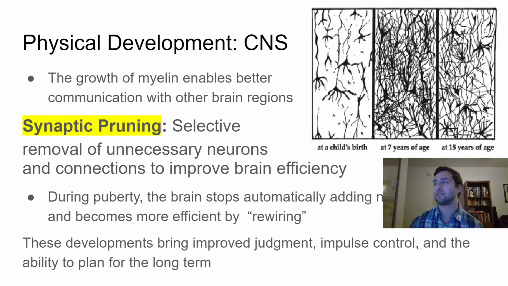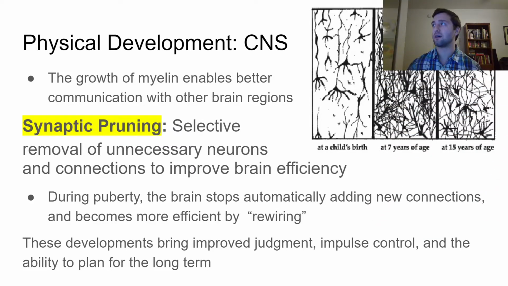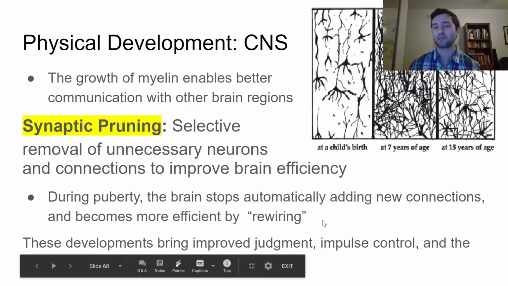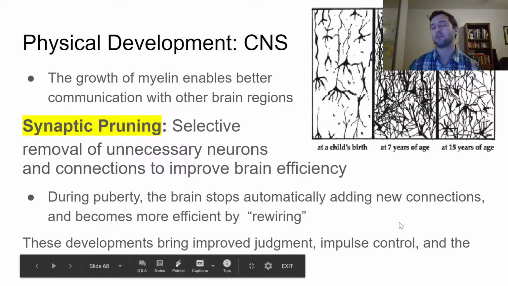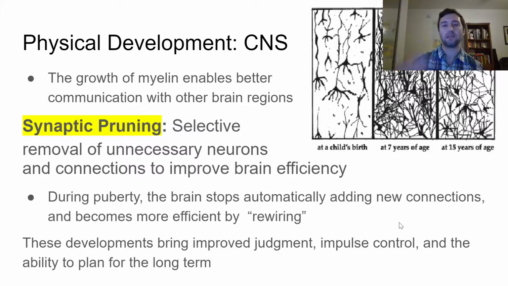And again, obviously, we could see that with the increase in our cognitive abilities in between those time periods and as we continue on through puberty. It says, during puberty, our brain stops automatically adding new connections and becomes more efficient by rewiring. So instead of just immediately making new connections all the time and trying to grow as much as we can, now it's going to be a little more efficient, where to create a real connection, there's going to have to be things going on again and again and again. And it slows down learning a little bit, I would say.